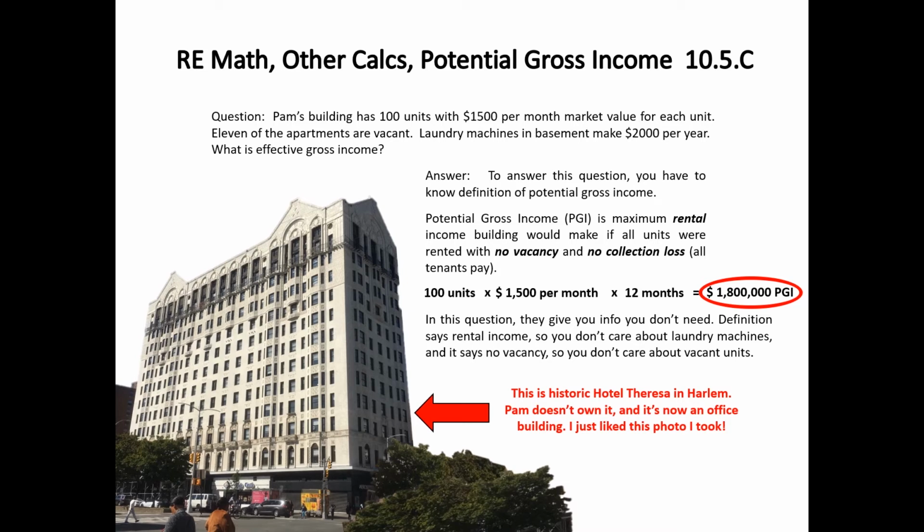Now, the trick in this question is that they give you information that you don't need. The definition says rental income, so you don't care about the laundry machines. And the definition also says no vacancy, so you don't care about the vacant units. Once you eliminate the information in the question that you don't care about, then it becomes a very simple, straightforward question. But please remember to multiply by 12 months, because potential gross income is typically calculated as an annual figure.